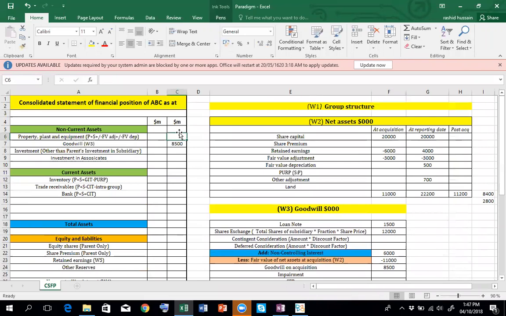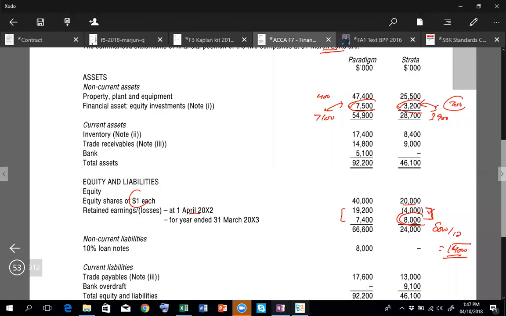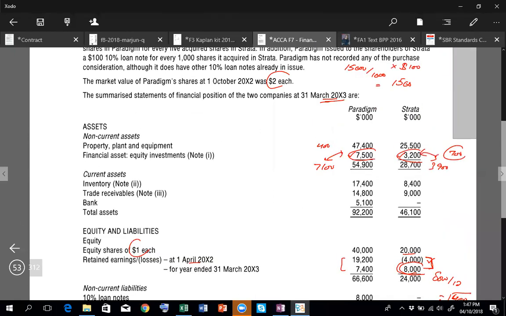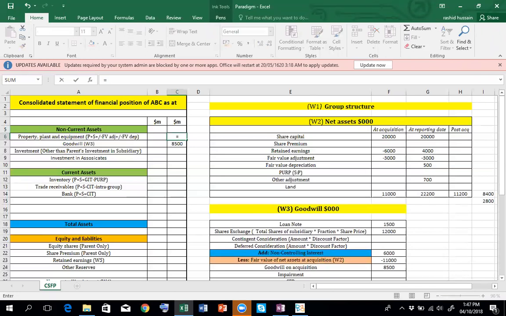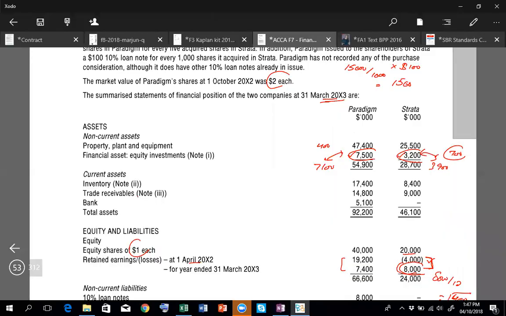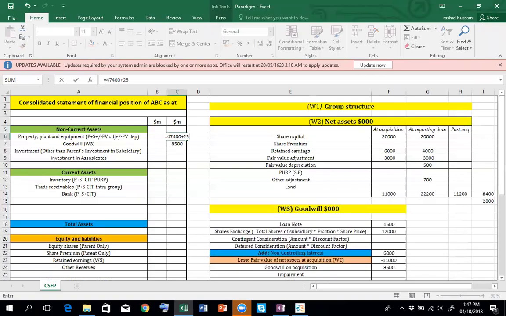Let's go to the property, plant and equipment. The parent's property, plant and equipment is 47,400 plus 25,500, minus 3,000, which was the fair value below the carrying amount, and plus 500, the depreciation impact. So it gives you 70,400. The financial assets, investments, it was 7,100, which is the new value, plus 3,900, which is again the new value at reporting date. It gives you 11,000.